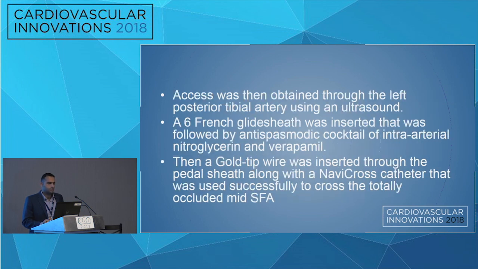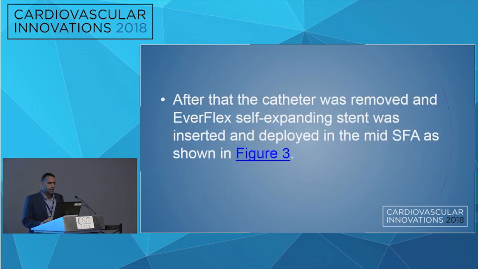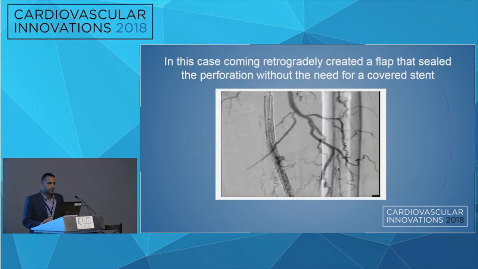to tamponade the bleeding. Access then was obtained through the left posterior tibial artery using ultrasound, and a 6 French glide sheath was inserted, followed by the antispasmodic cocktail. Then a glide tip wire was inserted through the pedal sheath along with a Navicross catheter that was successful in crossing the totally occluded mid-SFA. After the catheter was removed, an Everflex self-expanding stent was inserted and deployed in the mid-SFA.